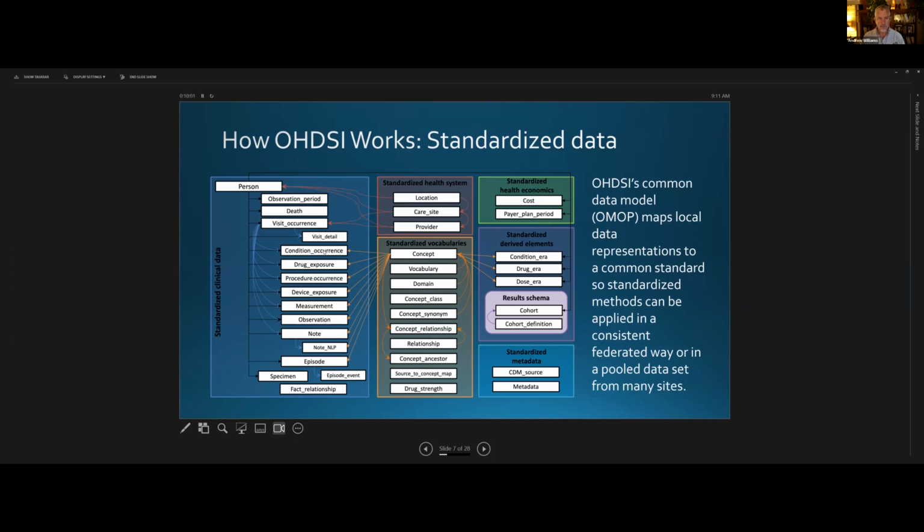So the data look radically different from one site to another. My data at Tufts on labs will look radically different than my colleague at Columbia's data. And even though they look radically different to begin with, they all get mapped using these standard vocabularies to a standard concept that any kind of code can assume.